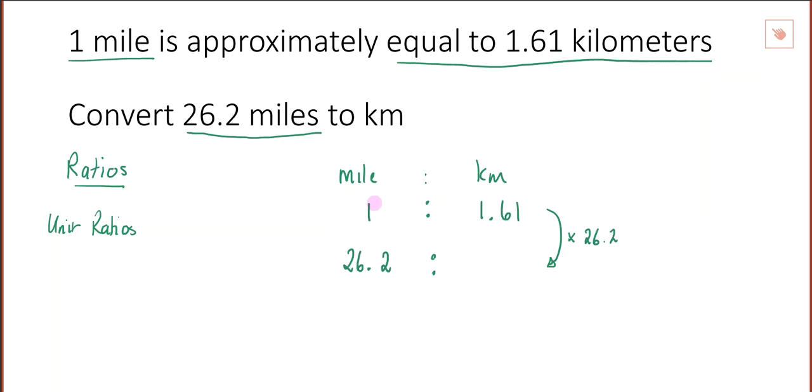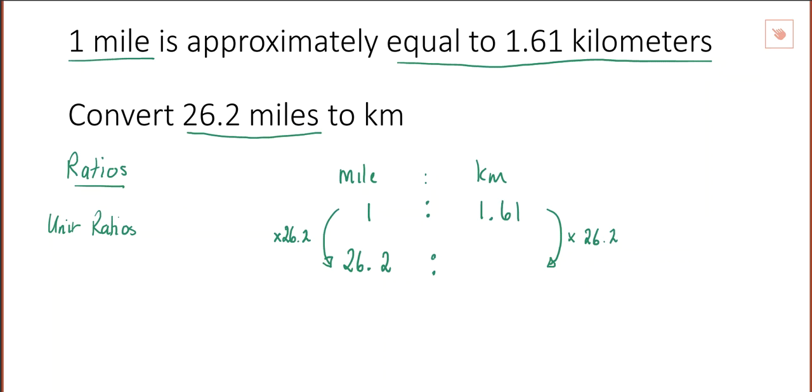Because look, I've gone from 1 mile to 26.2 miles. So that means I've taken my amount of miles and I've multiplied it by 26.2. So I've got to do the same, because for every mile I have 1.61 kilometers. So I've got to do 26.2 lots of however many kilometers I get as well. Okay. And what answer do we get?